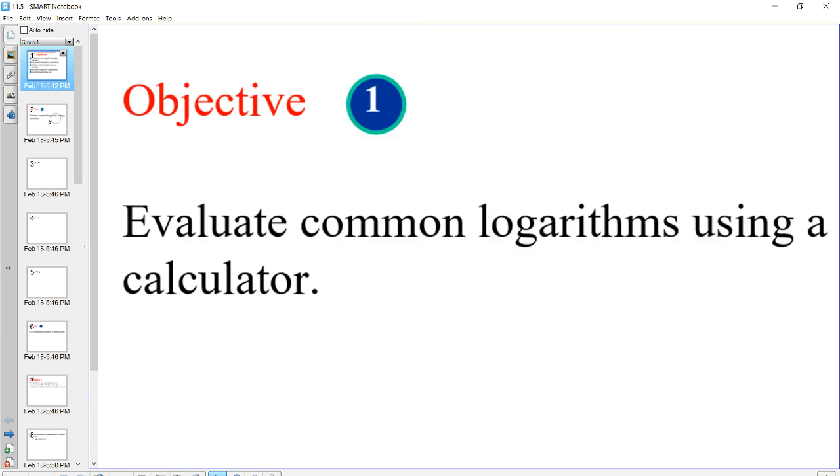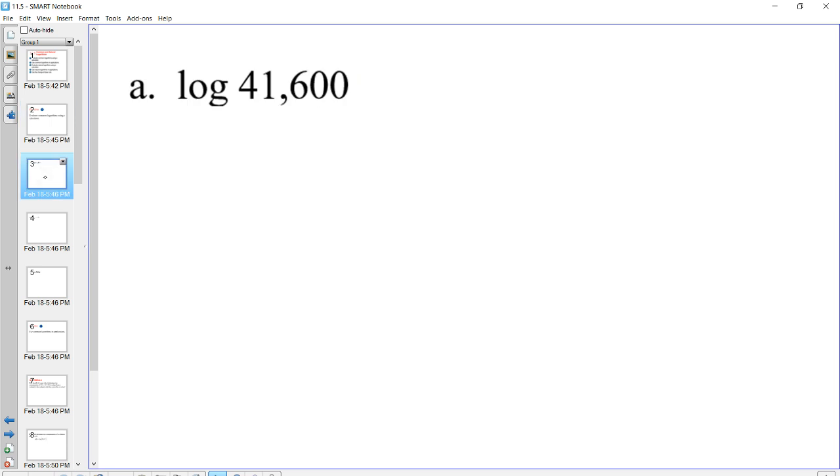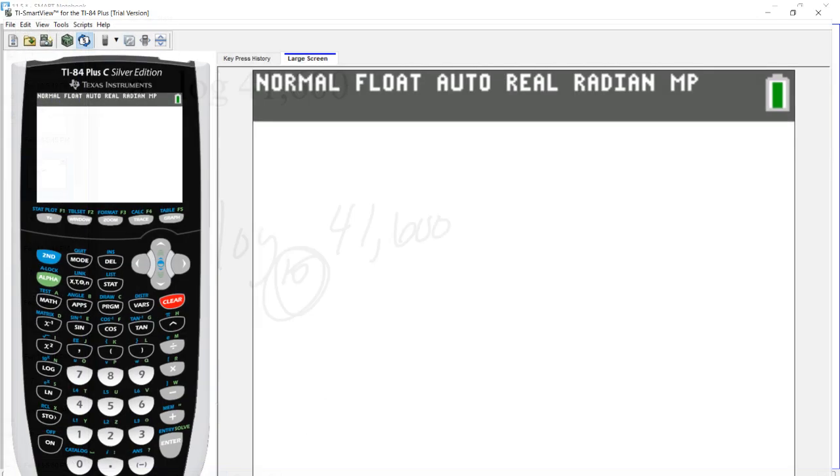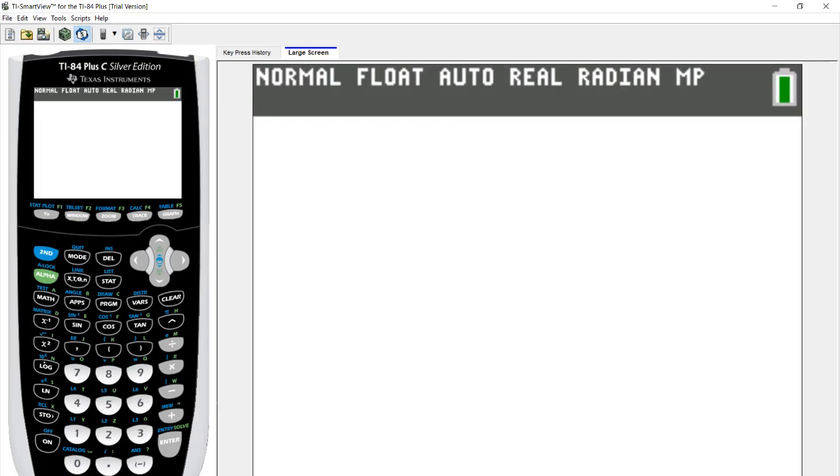So first objective, we're going to evaluate logarithms using the calculator. So here is our first one. I've got log 41,600. Remember that if you have log without a base, then you're really working with log base 10. On your calculator there is a log button, but the point I want to make here is that even though there's no number there for log, it's still going to be a base 10. I'm going to grab the calculator, and here is your log button. So I'm just going to click log. It's already a base 10. I don't have to worry about that.